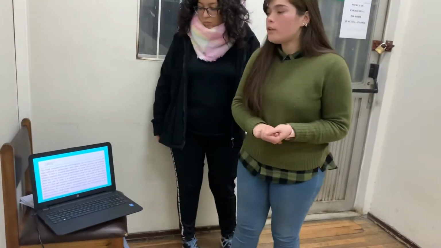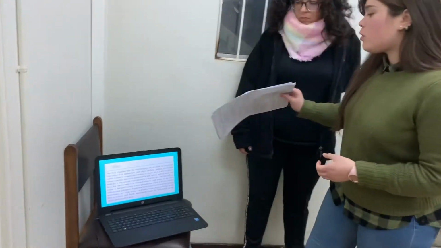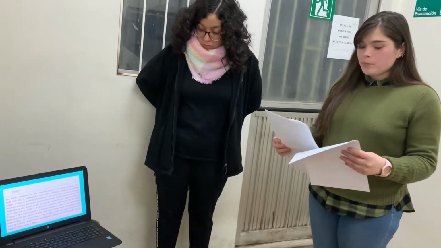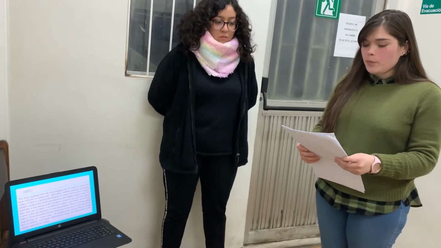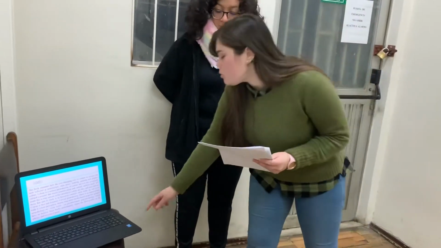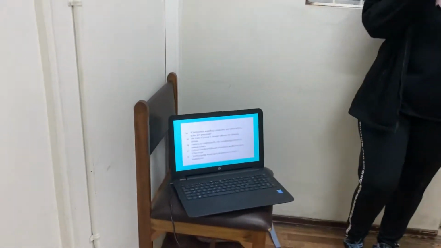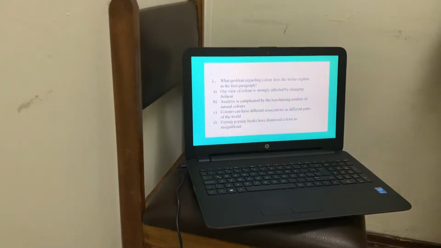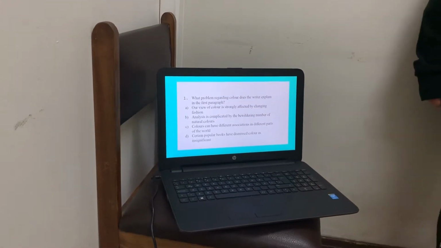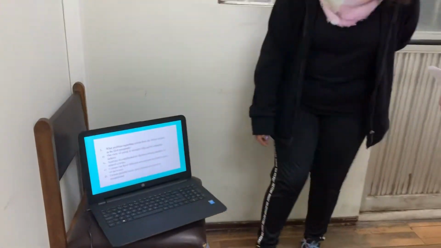Here we have an example of a real exercise in the test. The text is about the history of color. I'm going to read the question. This is the question. What problems regarding color does the writer explain in the first paragraph? So we go back to the text, as we mentioned before, and read the first paragraph.